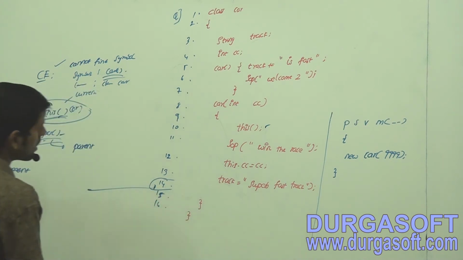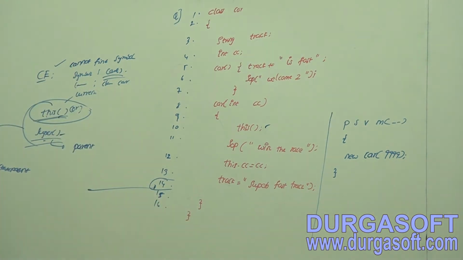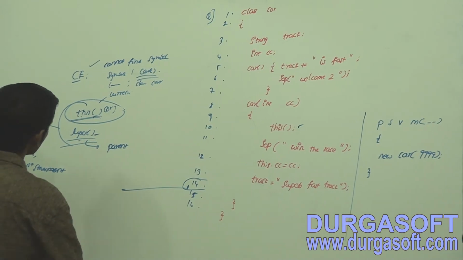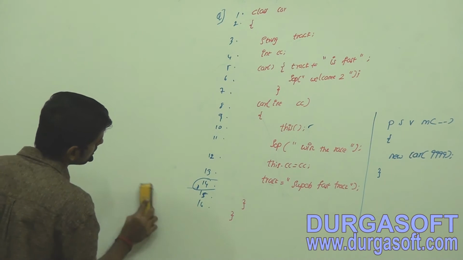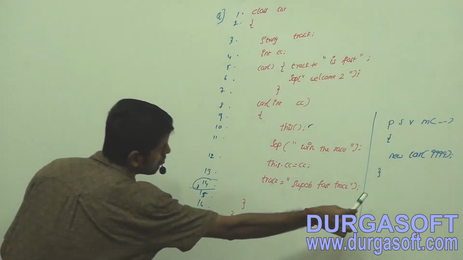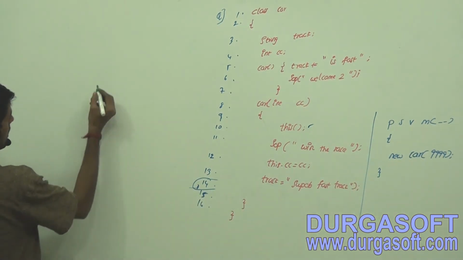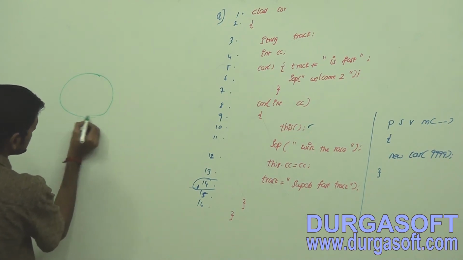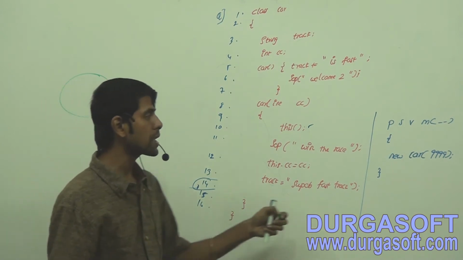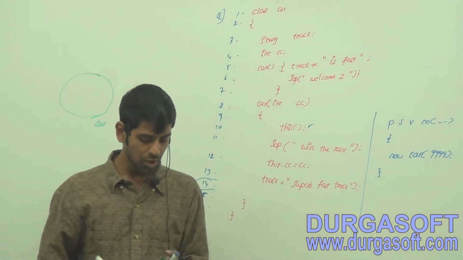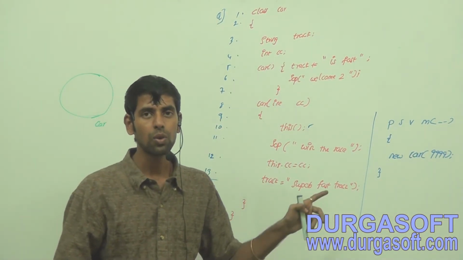Now observe this one. What is going to happen first? First, memory allocation. Yes, done. Memory allocation has been done. Now constructor execution. Which constructor call? Hello mister, why are you doing like this?